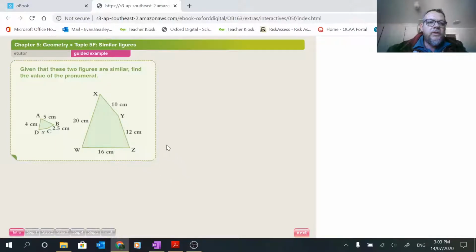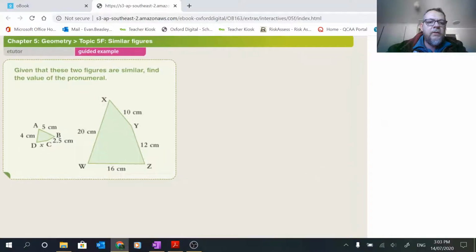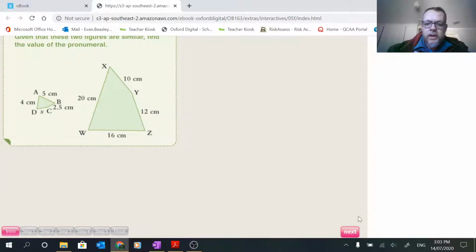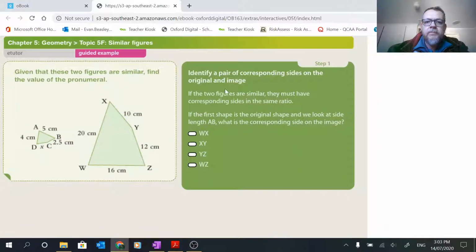Now, given that these two figures are similar, let's find the value of this pronumeral. So the pronumeral is this little x down here. And you can see that this side here, DC, corresponds to YZ. So we're going to have to use a scale factor to try and work this out. So let's go through our example and let's see what the question is asking. So let's identify a pair of corresponding sides on the original and the image.